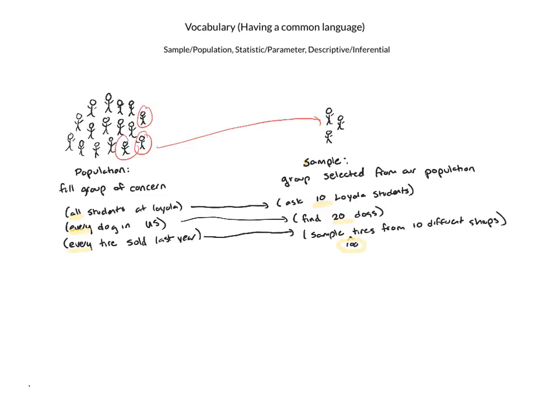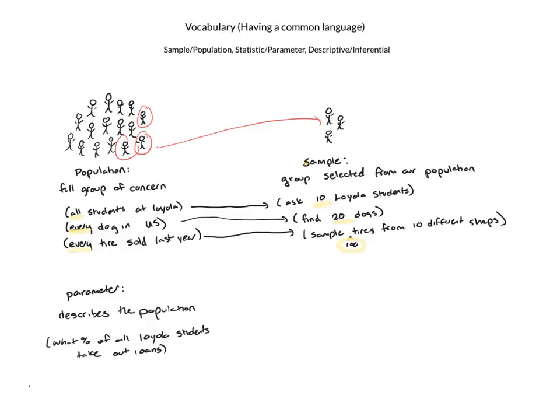Now, when I describe these things, what I want to know is the parameter. The parameter describes the population. So the parameter is what I want to know. It's the characteristic of the larger group, the characteristic of the population. For instance, it might be what percent of all Loyola students take out loans. So this could be the thing that I actually want to know.